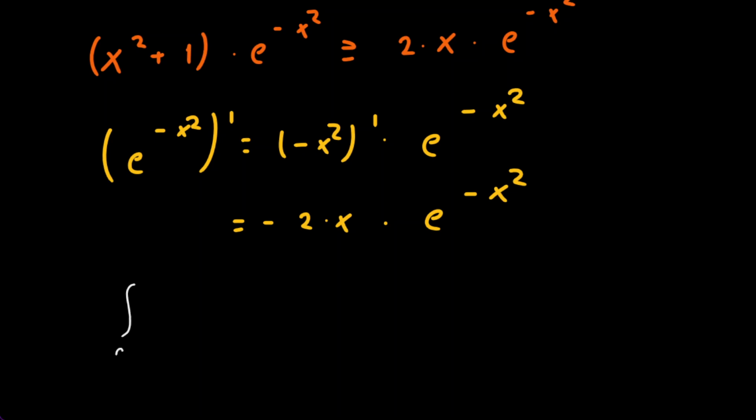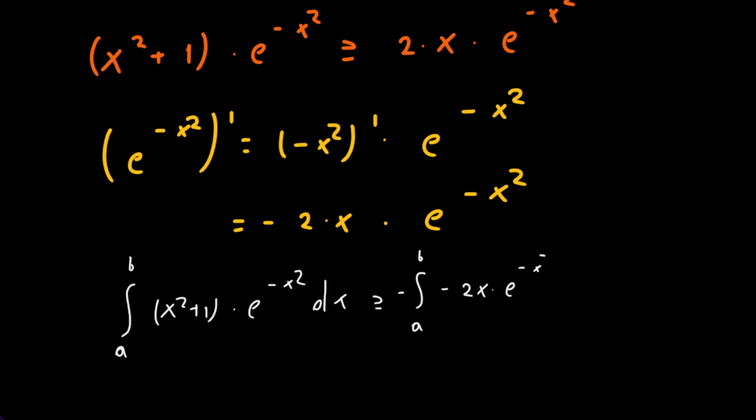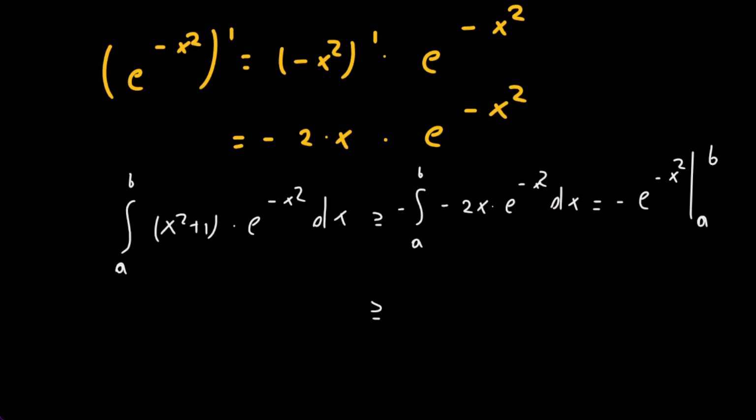So our inequality looks like this. We have the integral from a to b of x squared plus 1 times e to the minus x squared dx bigger than the integral from a to b, and I will put a minus here, of minus 2x times e to the minus x squared dx, which is instead e to the minus x squared from a to b, which, when we do the difference and the arithmetic, like Bill Clinton said, we get e to the minus a squared minus e to the power minus b squared.